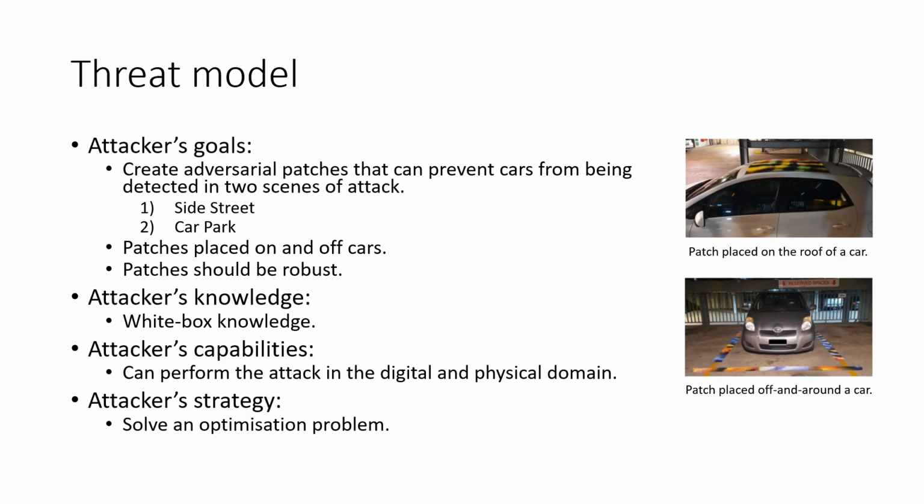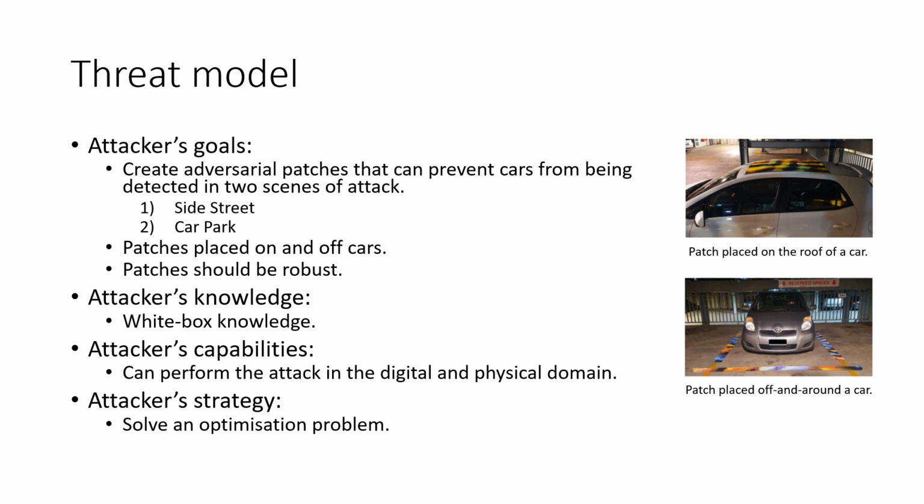I'm going to start off by defining the attacker in terms of his or her goals, knowledge, capabilities, and strategy. The goal of the attack is to generate adversarial patches that can prevent cars from being detected in two scenes of attack, side street and car park. As seen on the right, the patches are to be placed on the roof of cars or often around cars. And lastly, the patches should be robust to different environmental conditions.